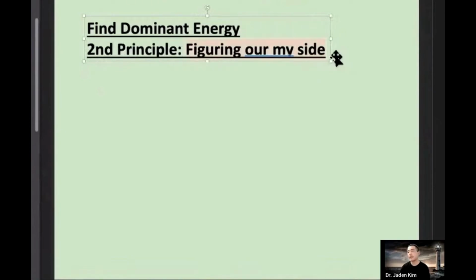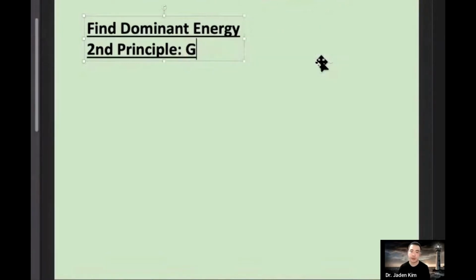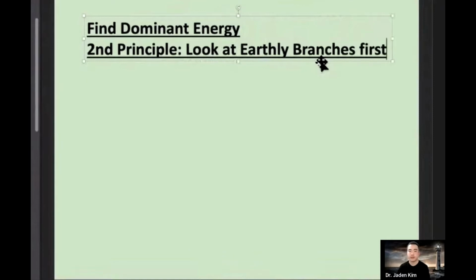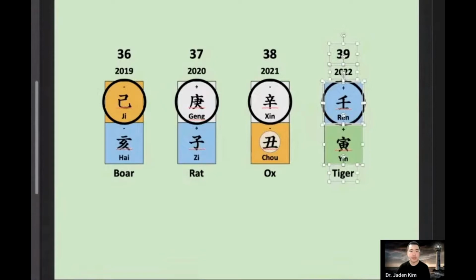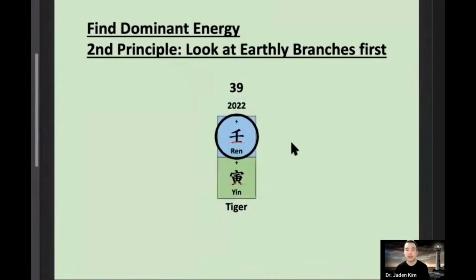And the second principle is a little simple way. I usually don't like the simple way, but this is maybe easier for figuring out the dominant energy. So look at the earthly branches first. Let me take this year's energy, the yang water tiger: a yang water stem with a yang wood branch. What do you guys think?